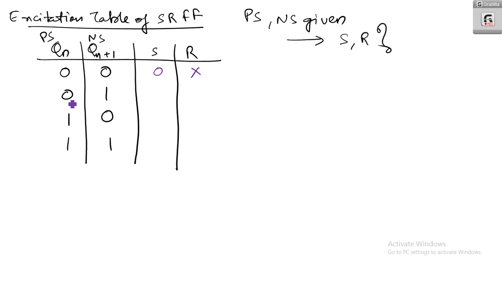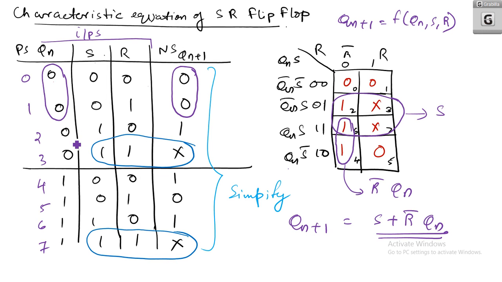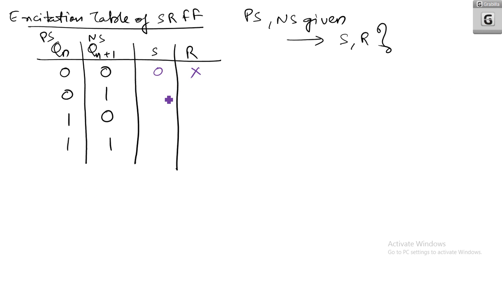Next case, present state is 0, next state is 1. There is only one case, that is this case. So what are S and R? S and R is 1 and 0.